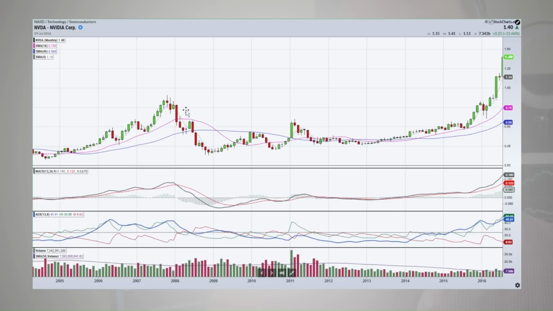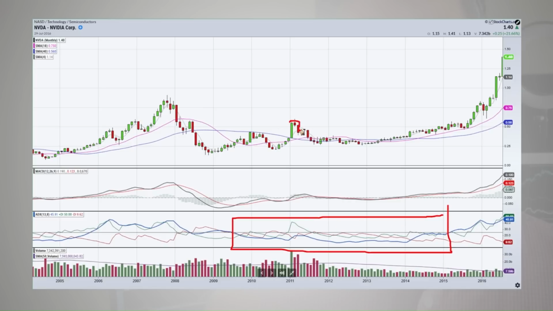All right, now look at something like NVIDIA. Everybody knows about NVIDIA. We've been talking about NVIDIA forever. Everybody in the world talks about NVIDIA now, but look at the precursor to the move. You see this low ADX? Look at how long this was spent, almost 6 years in a low ADX condition.